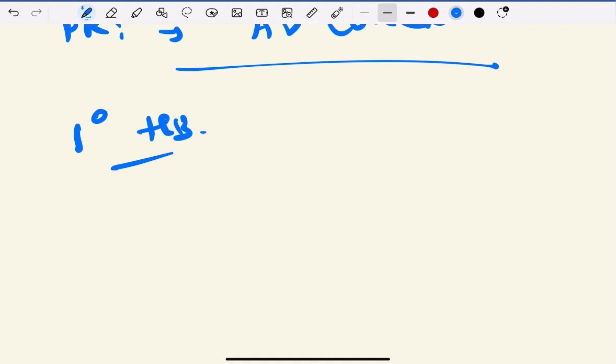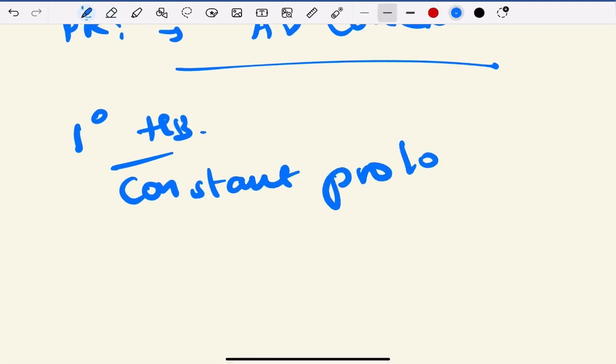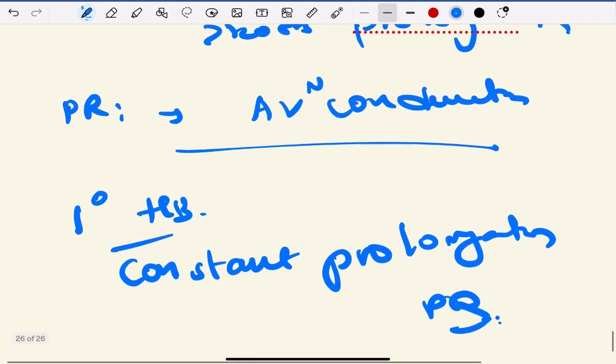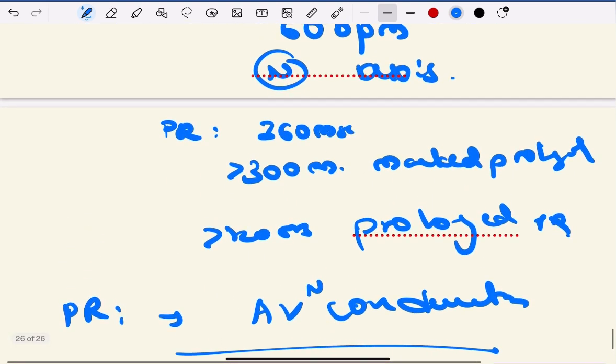So what is first degree heart block? It is constant prolongation of PR. Every PR interval is prolonged and it is constant. It's not like one PR interval is 300, the second PR interval is 360, the third PR interval is 400. It's not like that. Every PR interval here is 360 only.